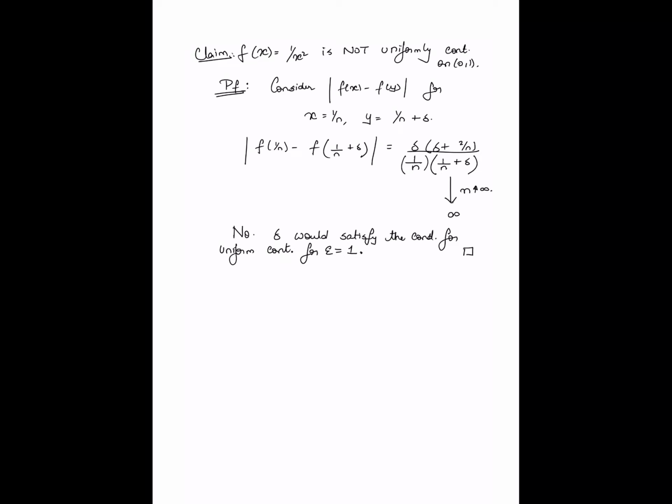Remember, 1 by x square can easily be shown to be continuous in the interval 0, 1. However, it is not uniformly continuous. However, if you take intervals of the form, let's say, a to infinity, where a is positive, the same function is in fact uniformly continuous. So those are two examples, one where there is uniform continuity and the other where there isn't.